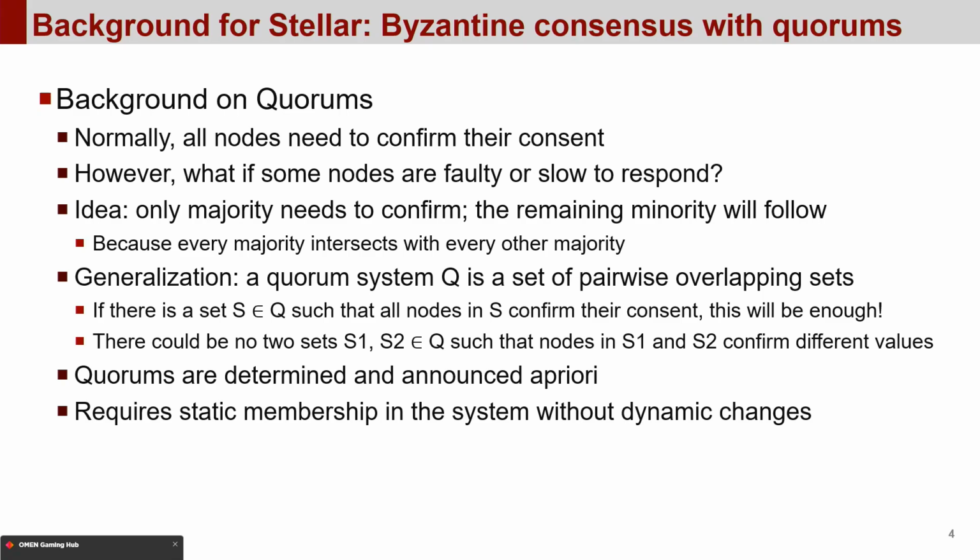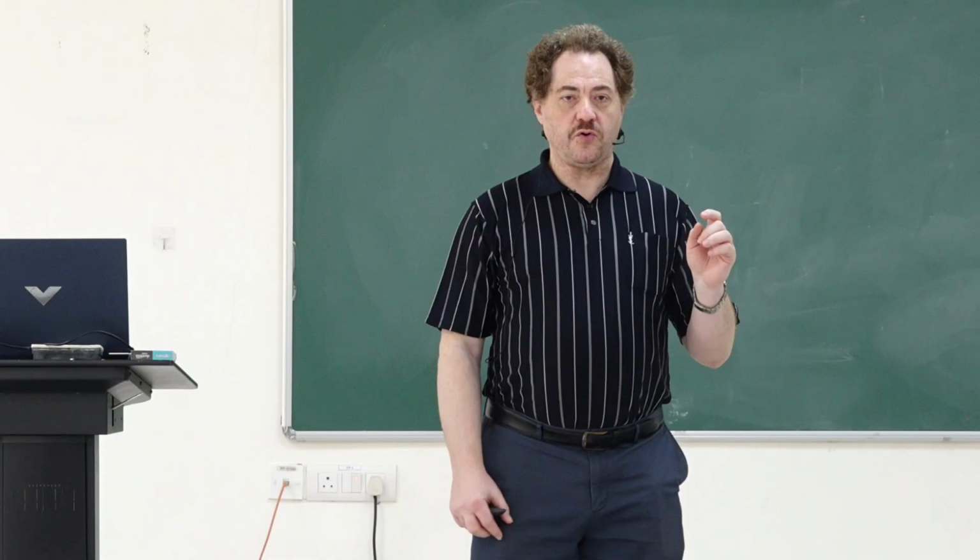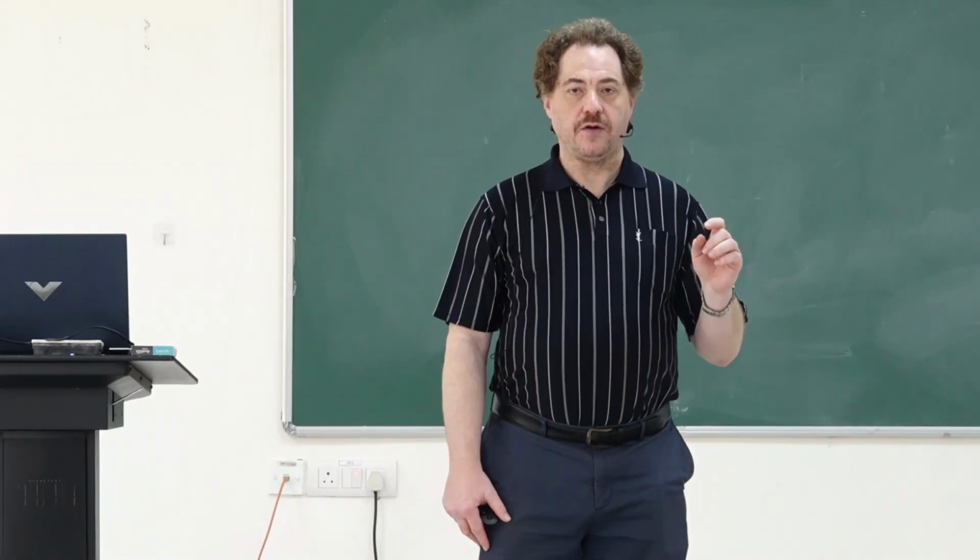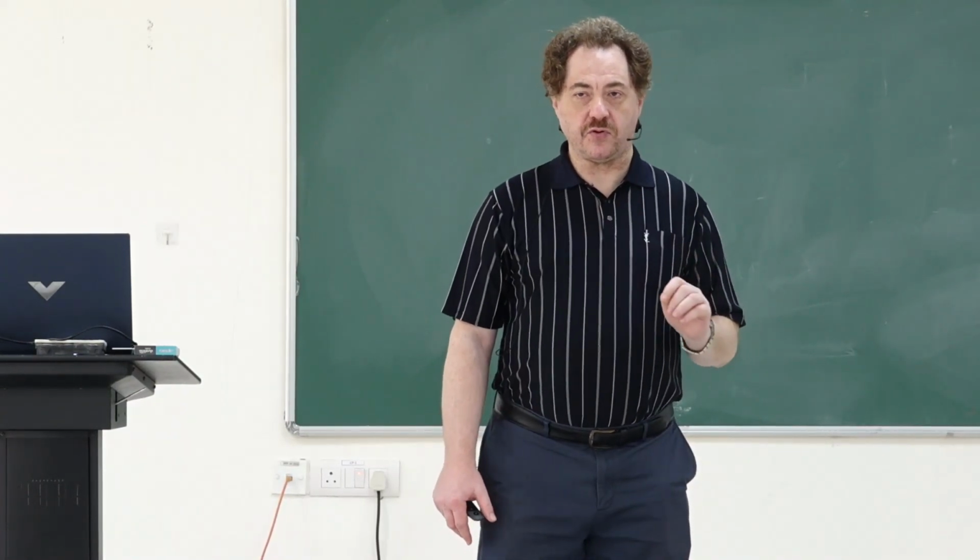Usually one could say that a quorum is a set of overlapping sets, pairwise overlapping. So imagine that a quorum would contain 10 different sets. We need consent from all nodes in one set. But every set among those 10 would be overlapping with every other set within those 10.